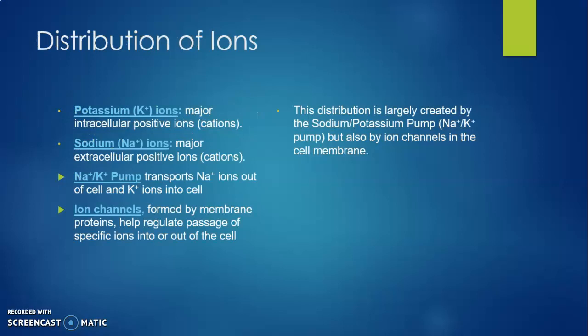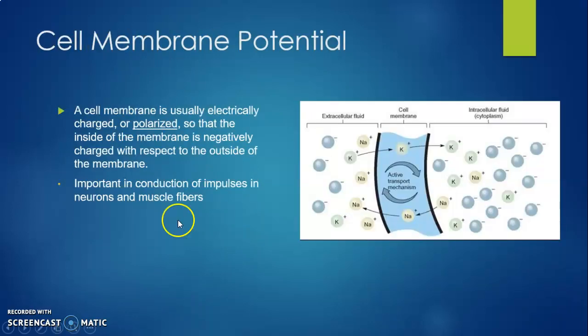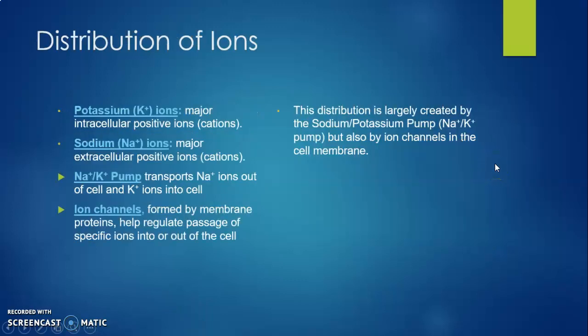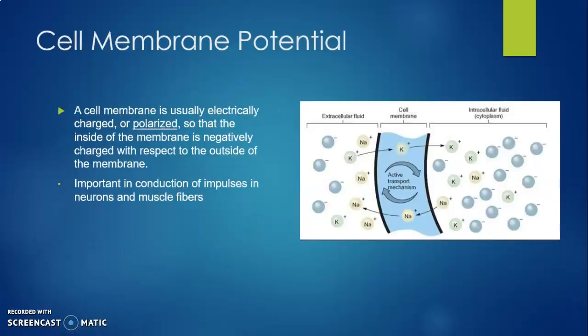So the distribution of ions, if we look back at this picture, we see that potassium ions, which are positive, are major in the intracellular part. So right about here, that's where they're found the most. We also have sodium ions. These are also positive, and these will be found majorly in the extracellular fluid, so right about here.